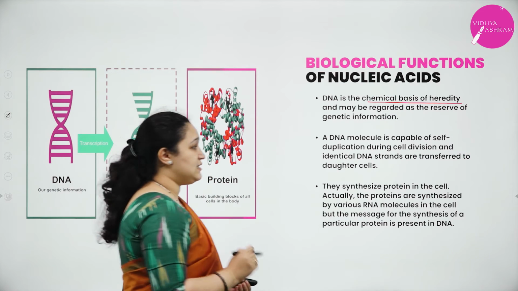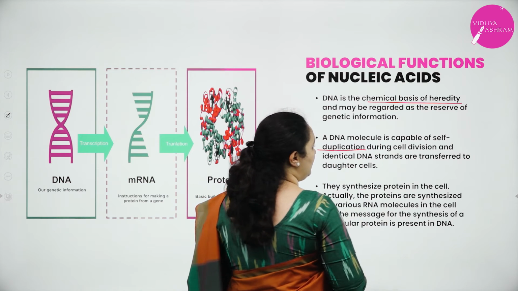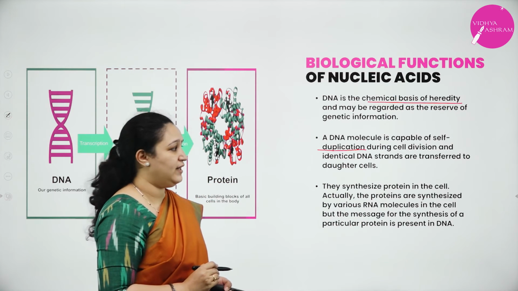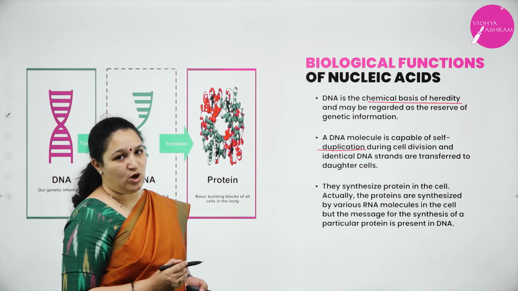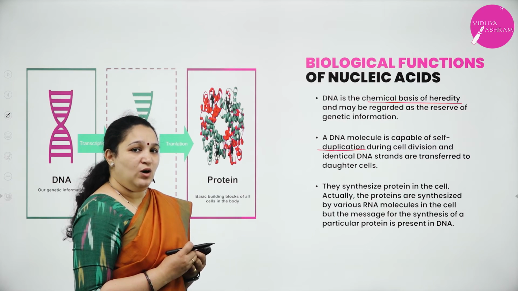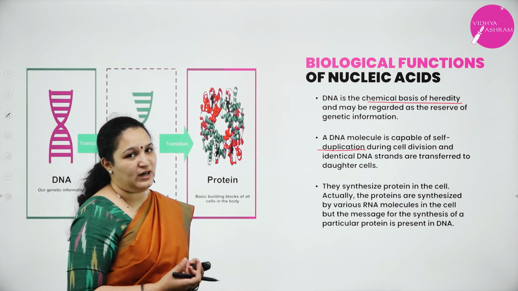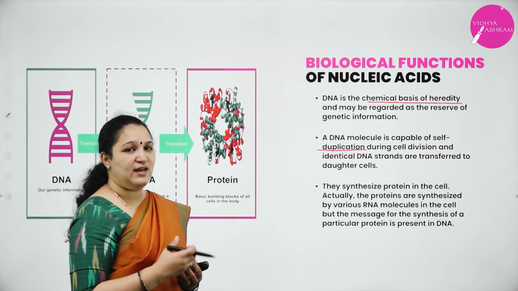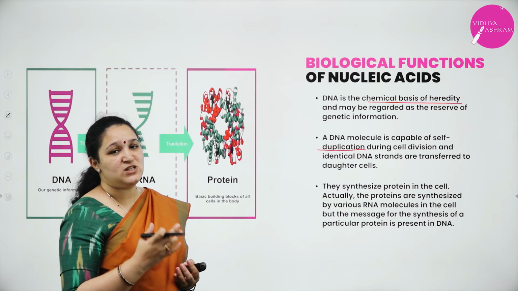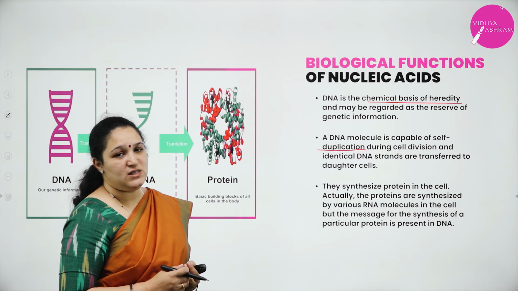The DNA molecule is capable of self-duplication during cell division, and identical DNA strands can transfer into the daughter cells. That's why throughout one human being, he can have only one set of DNA. Be it any species, they can have one set of DNA which is unique only for that particular species.